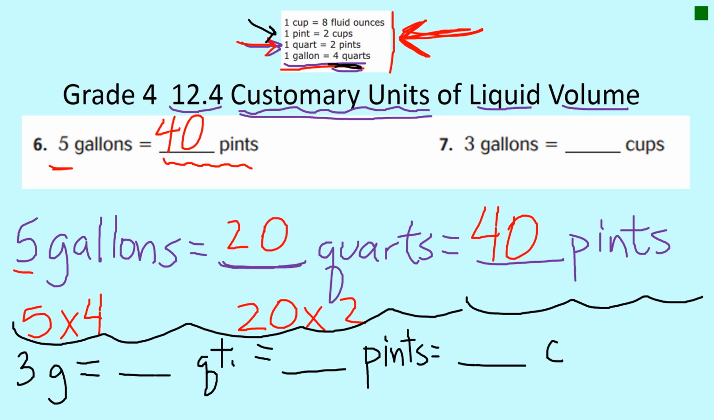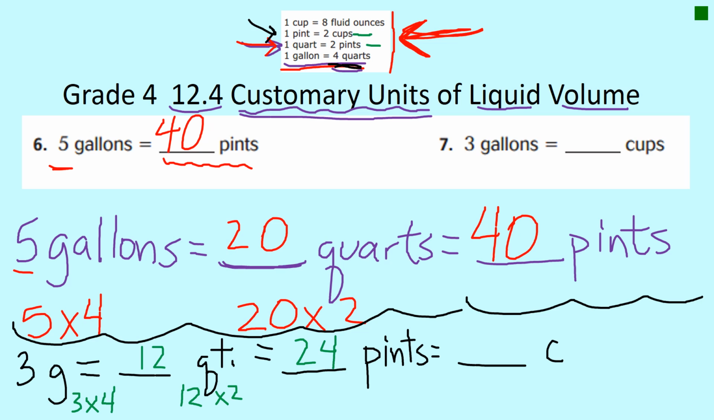1 gallon is 4 quarts. So 3 gallons is 3 sets of 4 quarts. 3 big gallons each have 4 quarts. So you have 4, 8, 12. 3 sets of 4 is 12 quarts. All right, now quarts to pints. Here it is. 1 quart has 2 pints. So 12 quarts has 12 sets of 2, right? So that's how many pints? What's 12 times 2? You know that. 24 pints.